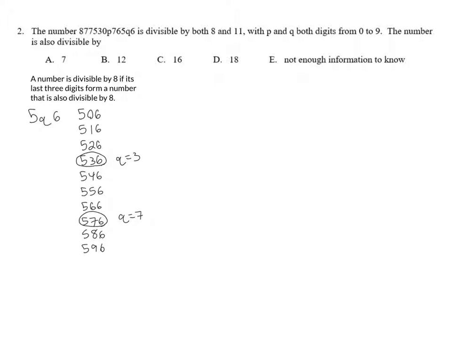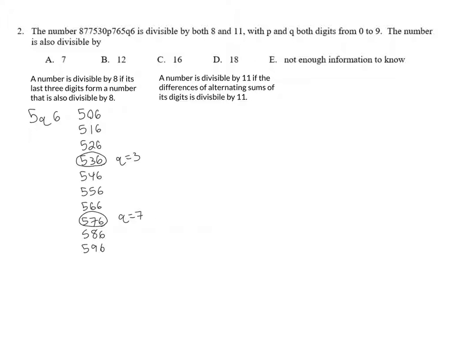Now we need to look at divisibility by 11. A number is divisible by 11 if the difference of alternating sums of its digits is divisible by 11. This is a little bit harder to understand. It's more involved, so we're going to look at an example.